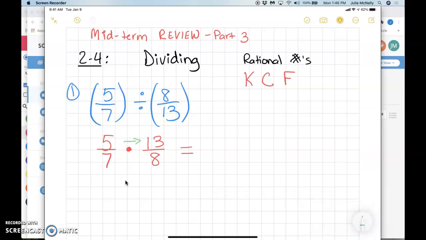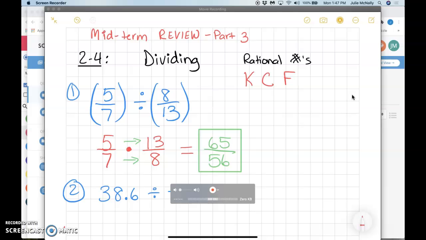I'm going to multiply my top numbers and multiply my bottom numbers. So what is 5 times 13? 65 over 56. And that is it. Just make sure you keep, change, flip.